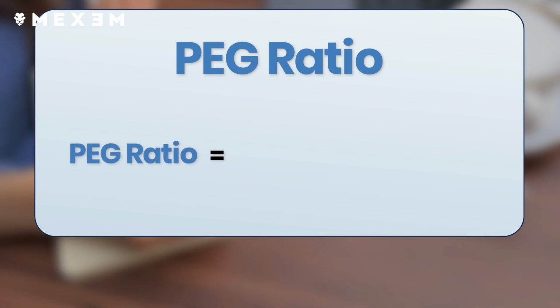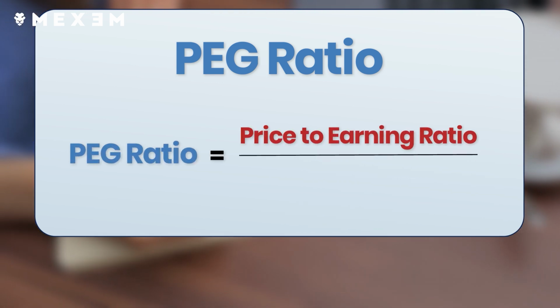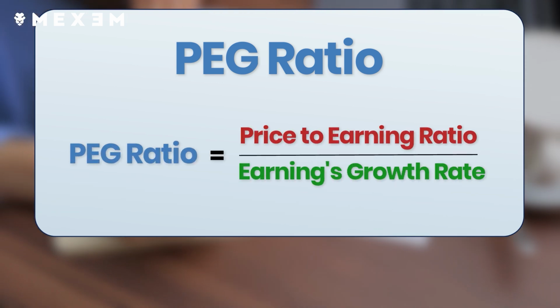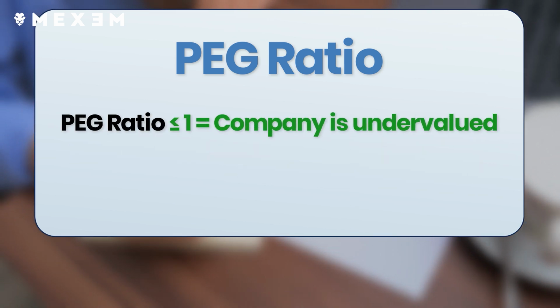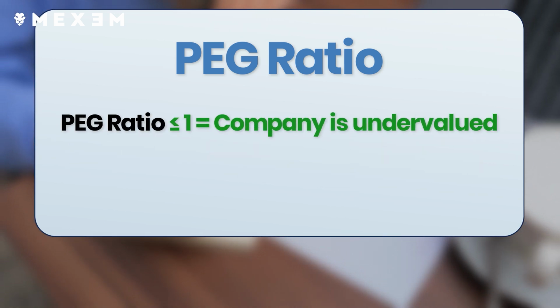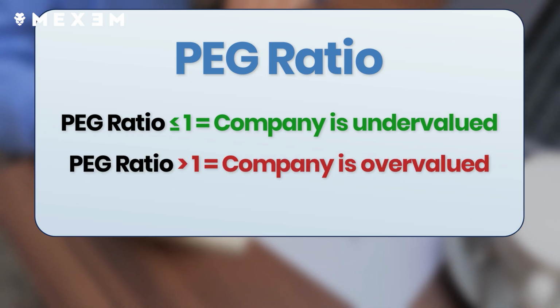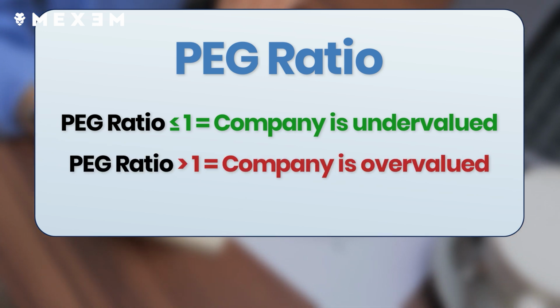Ratios provide a view of a company's valuation by considering both its earnings growth and price to earnings ratio. The PEG ratio is calculated by dividing the price to earnings ratio by the growth rate of its earnings for a specified time period. A PEG ratio of 1 or less is typically considered to indicate that the company is undervalued, while a PEG ratio above 1 suggests overvaluation.